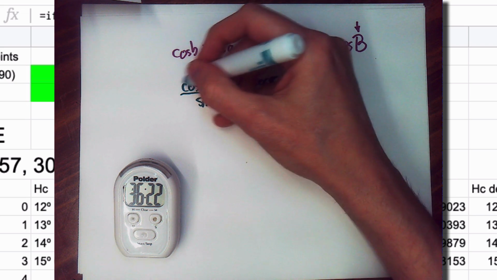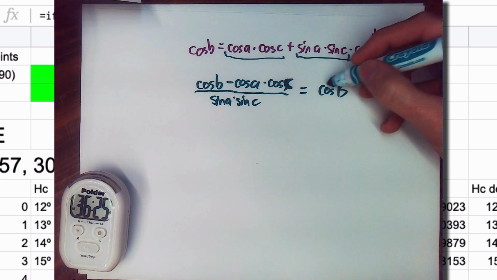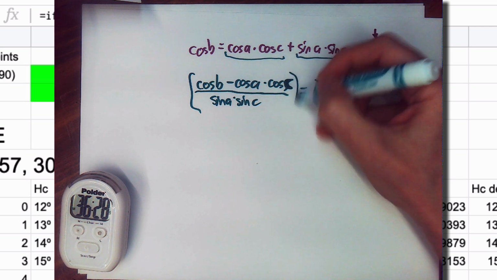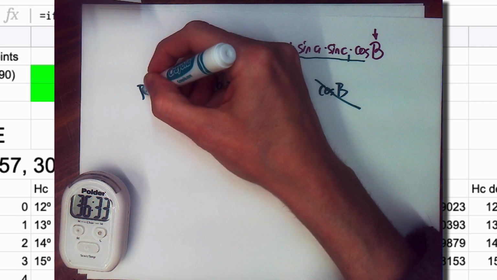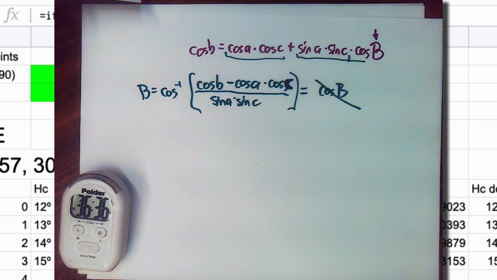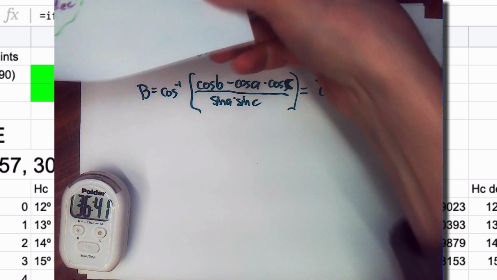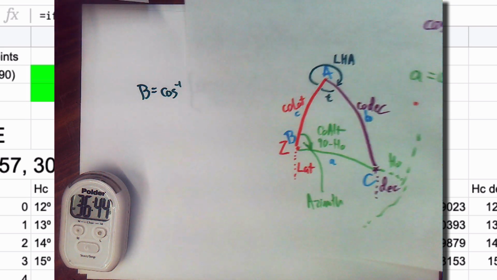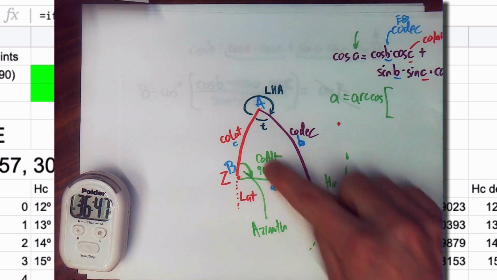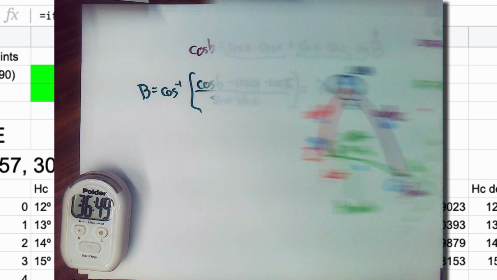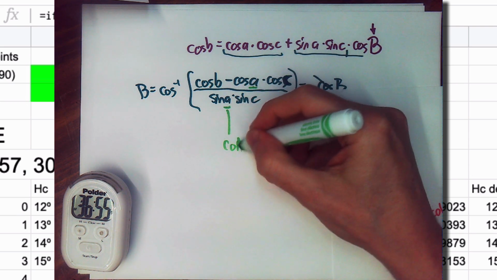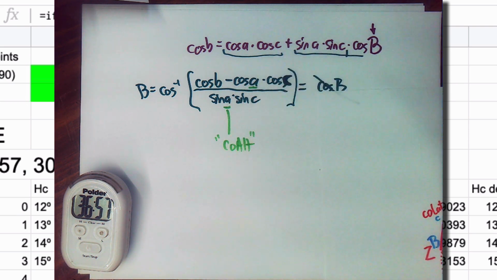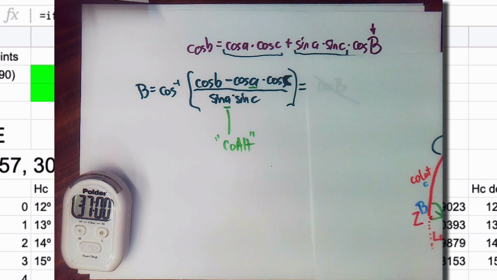I'm going to cheat a little bit. I'm just going to cross this out and say cosine to the minus 1, and then B. Inverse cosine, I should say, or arc cosine in terms of spreadsheets. So how are we going to relate this? We need lowercase a, b, and c. We don't need any angles. So lowercase a is CoAlt.